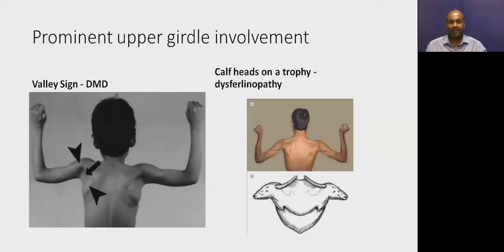There are various clinical signs. In the first picture, you see something called the valley sign, seen in DMD. You see a hypertrophic infraspinatus and the posterior fibers of the deltoid are atrophied. So this is selectivity of muscle involvement. The valley sign is seen in Duchenne muscular dystrophy. In the second picture, you have to use a little imagination. This is called the calf head atrophy sign, seen in dysferlinopathy.